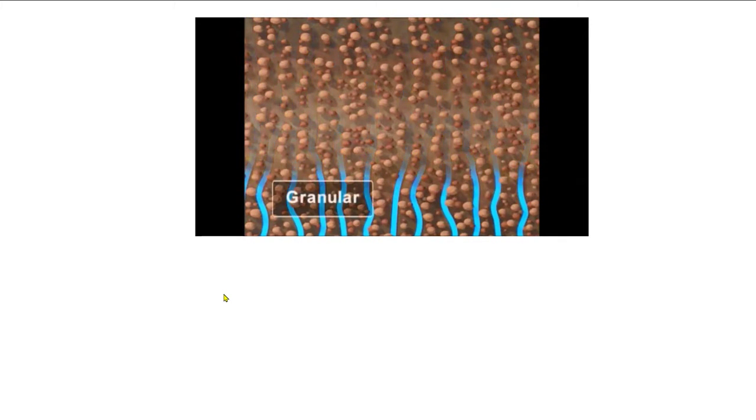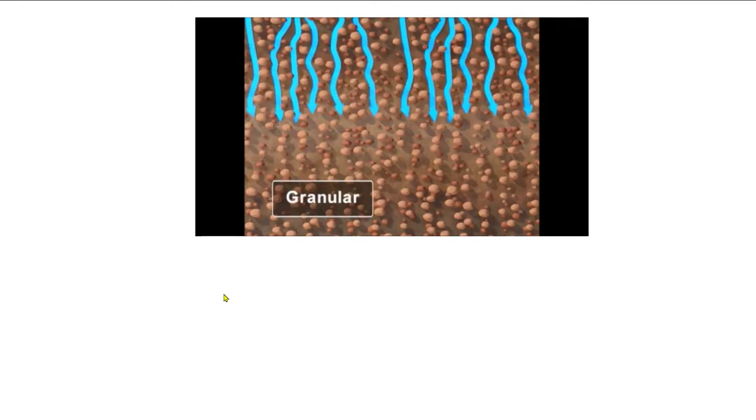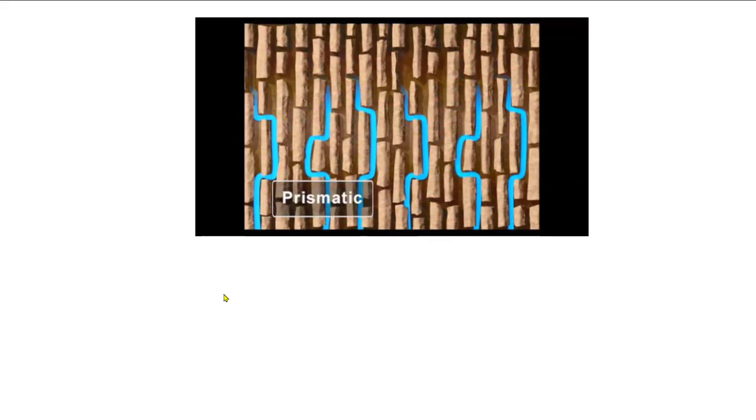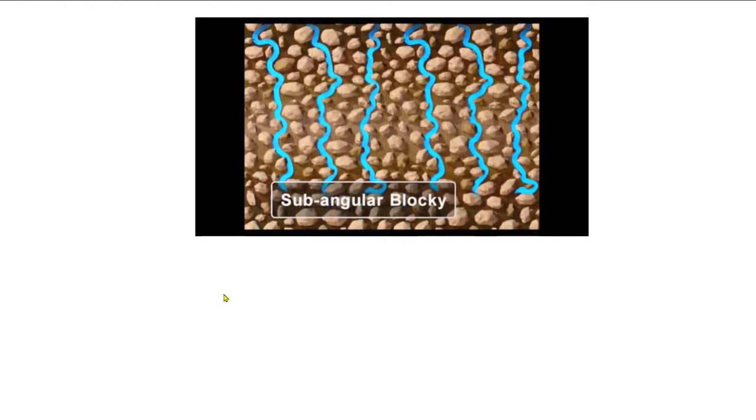Soil structure also impacts water movement. Water moves more quickly downward in soils with granular structure than a soil with platy structure that forces a longer indirect path downward. Other structures include prismatic and subangular blocking.